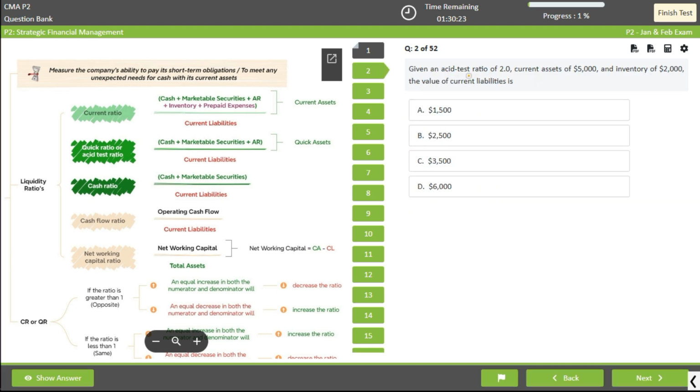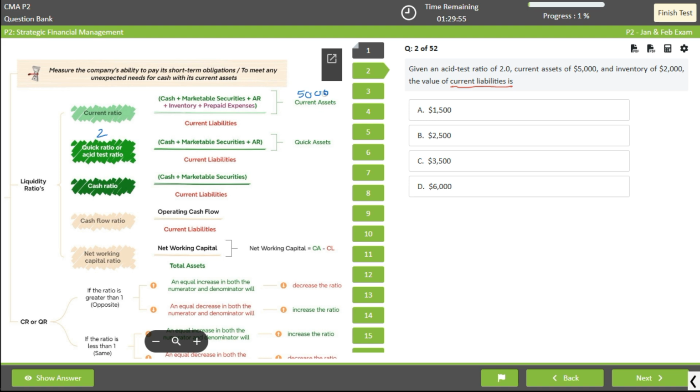Given the acid test ratio here, we have current assets of 5,000 and inventory of 2,000. We need to find the value of current liabilities. The acid test ratio is 2, and quick assets are not given. We have current assets, which are 5,000.